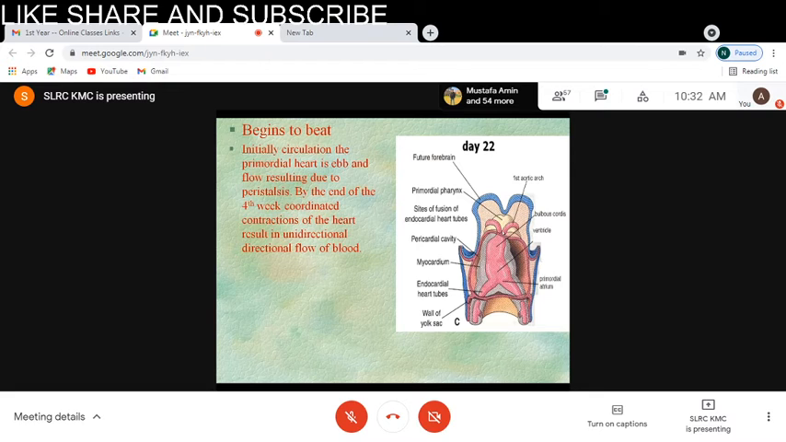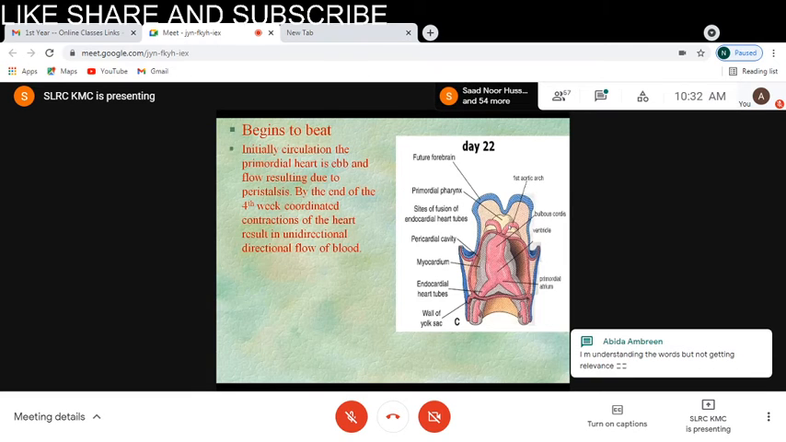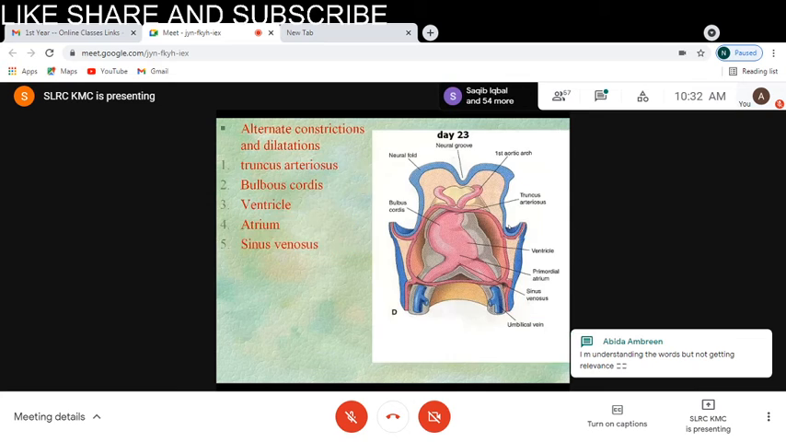At the arterial end there are the aortic arches which communicate with the dorsal aorta. The aorta is not directly attached to the developing heart initially. It is through the aortic arches that the heart communicates with the dorsal aorta. And by the end of the 4th week, coordinated contractions of the heart result in unidirectional flow of blood.